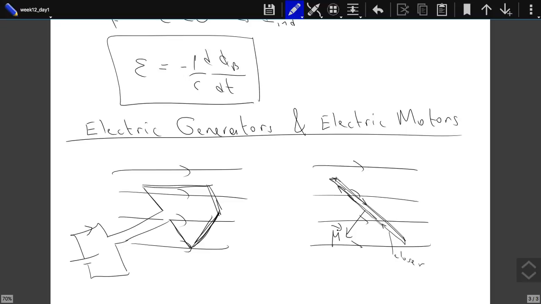Well, we know that there will be a torque acting on this due to this B field, and what's the direction of the torque? Remember, the torque acting on a dipole in a B field is mu cross B. So it's outside. This is the direction of the torque. So which direction will it rotate? Clockwise or counterclockwise?